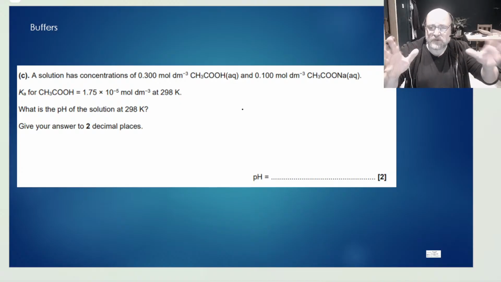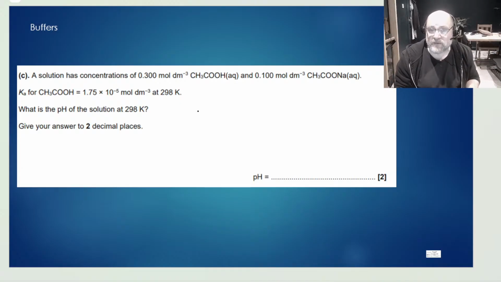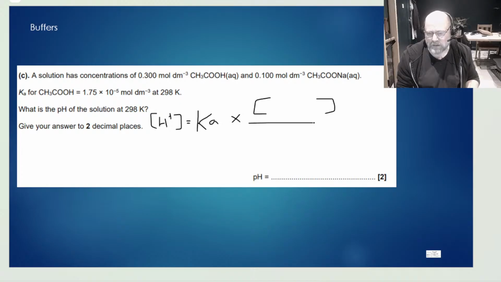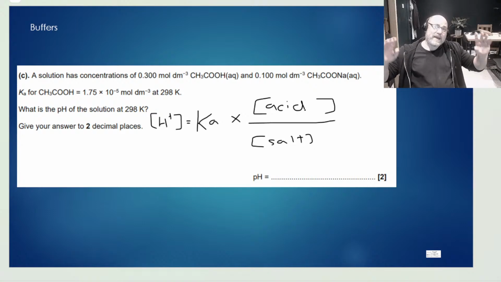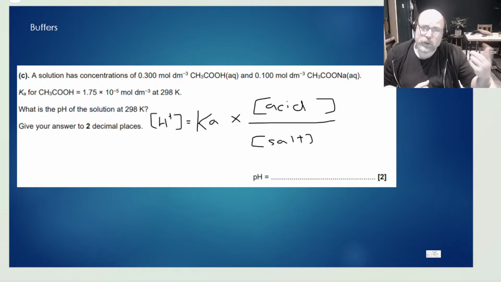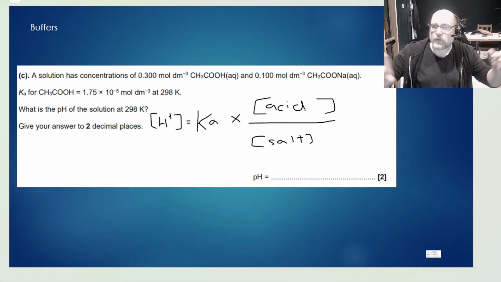Now, buffers have a different, I just wanted to get down to this. If you rearrange, this is what I do to solve buffers. I'm not saying we use this now, but for the hydrogen ion concentration of a buffer, I do the acid over the salt. Now I know what you're thinking, what do you want a salt for? Normally if I want to make a buffer, I'm going to use a weak acid and a salt of that weak acid.